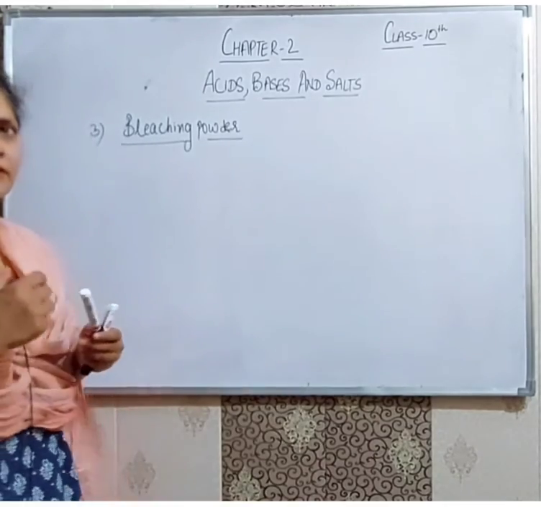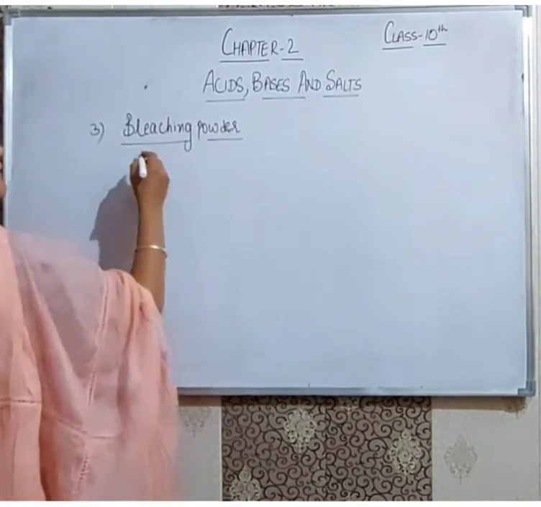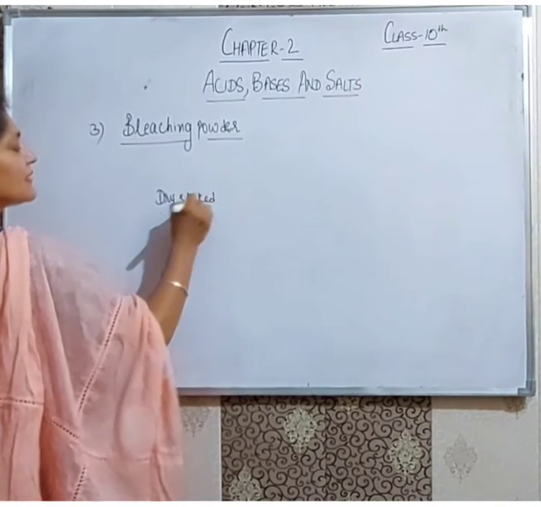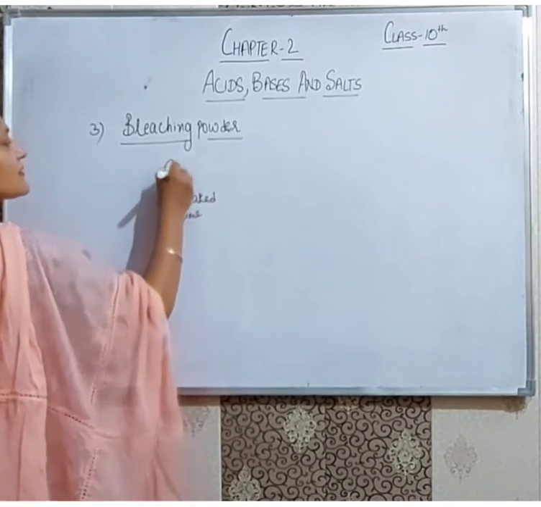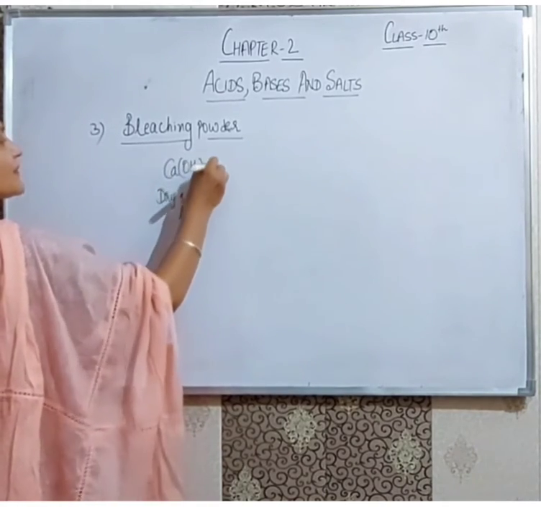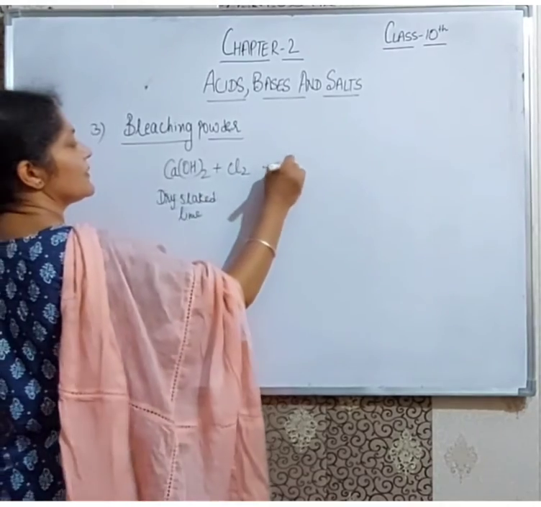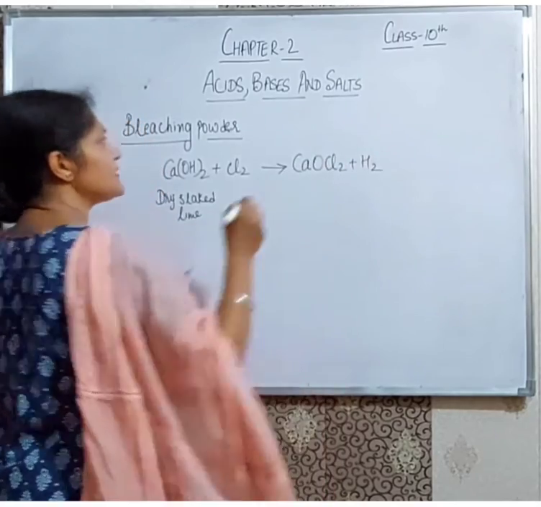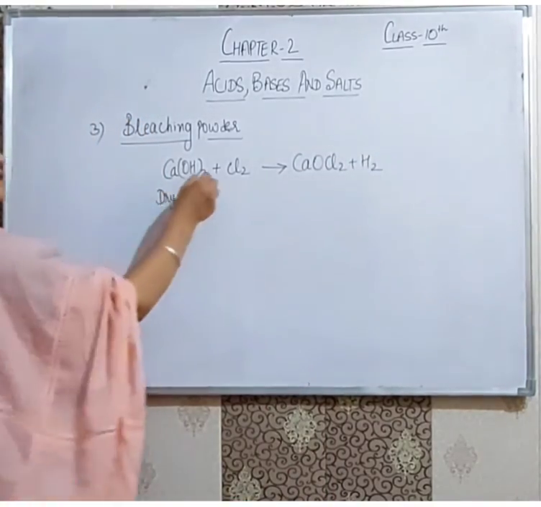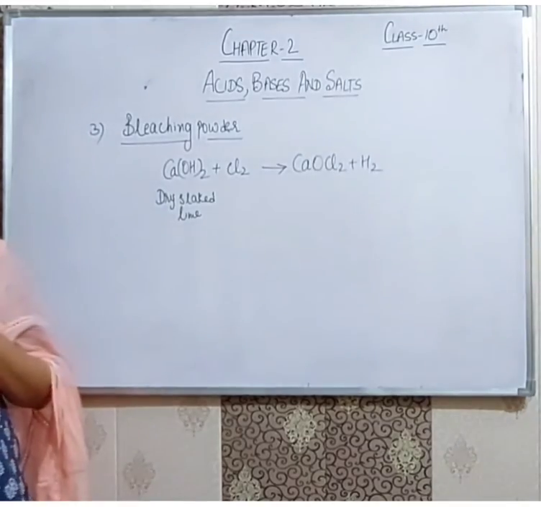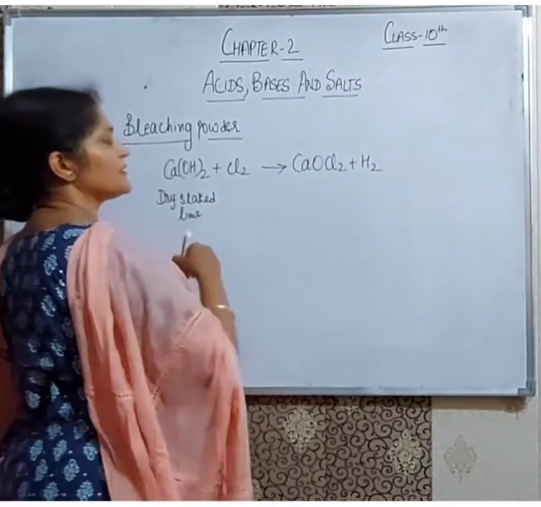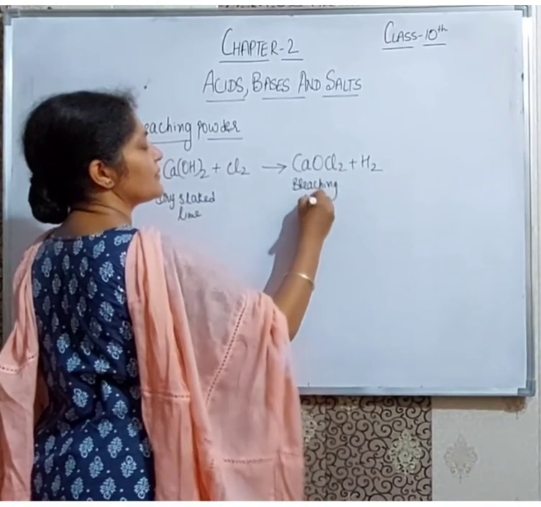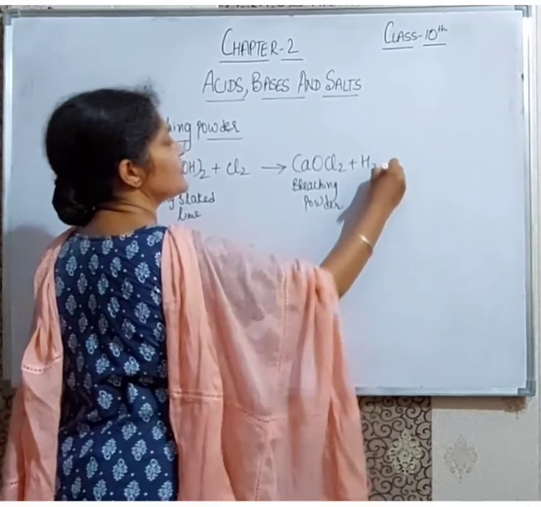So the action of this chlorine on dry slaked lime, which is calcium hydroxide, will produce bleaching powder. When chlorine acts on dry slaked lime, students, then bleaching powder is formed. This is the bleaching powder. Bleaching powder is formed with hydrogen gas.